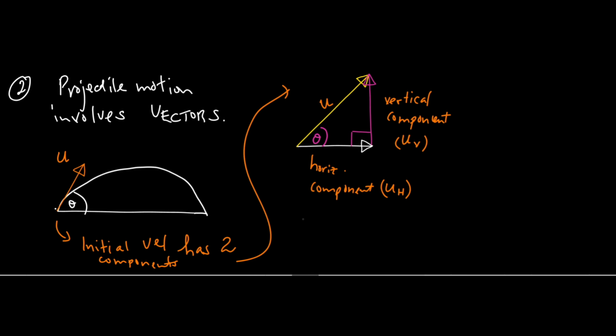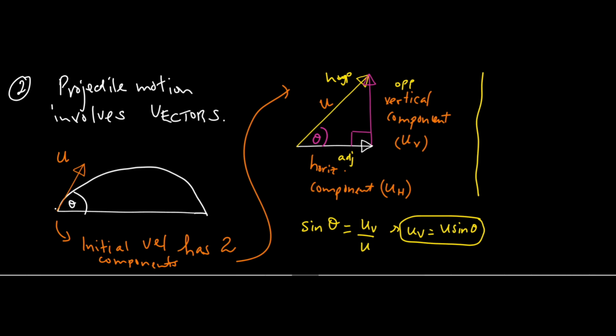As with previous vector resolution, we use trigonometry, our sine and cos ratios, to find the horizontal and the vertical component of initial velocity. Using sine of the angle theta, we get our vertical component of velocity given as uV equals u sine theta. Now, because of that, we can see that our cos of that very angle theta will give us the horizontal component of velocity, that being uH equals u cos theta.